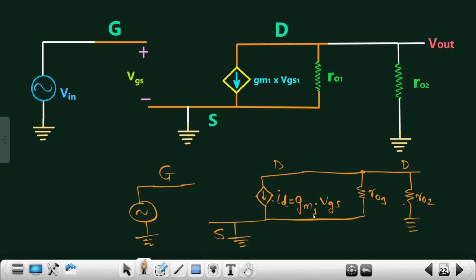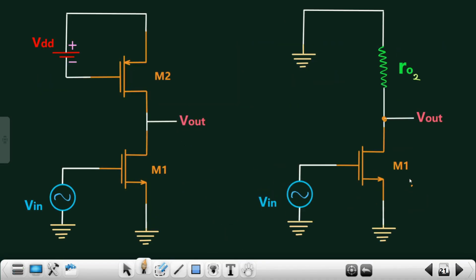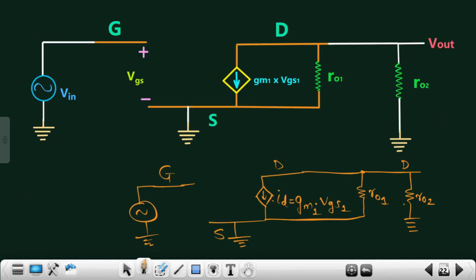And this will be GM1 VGS1, because that's for M1, right? We're dealing with M1, so that should be GM1 times VGS1. So over here as well, this should be VGS1. My bad. Let me just write it properly. Yeah, this will be VGS1. I hope this particular part is crystal clear.